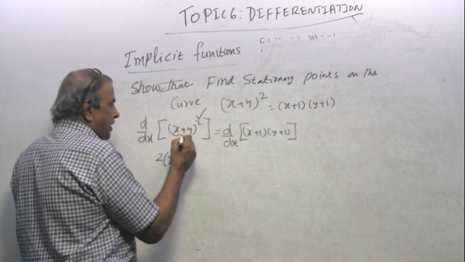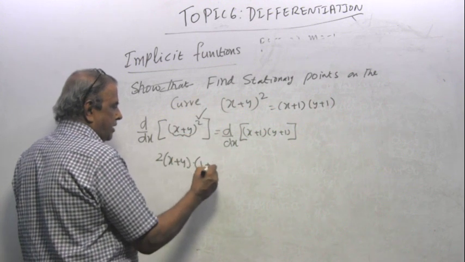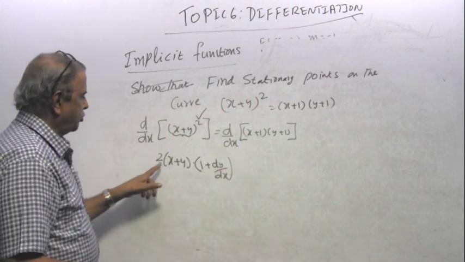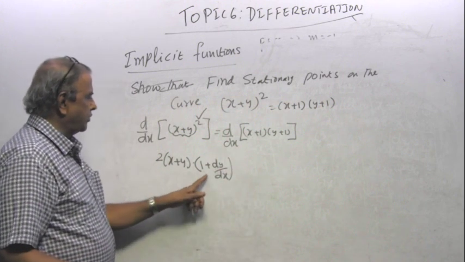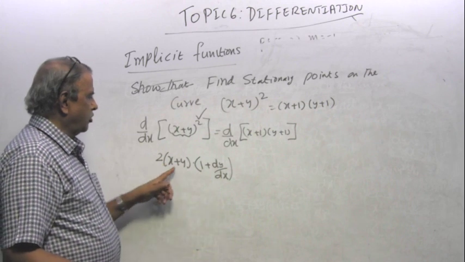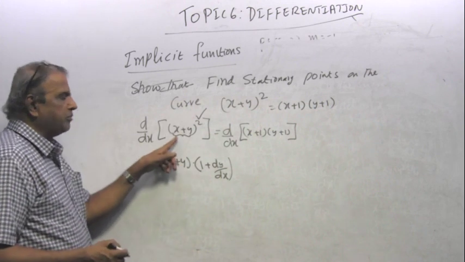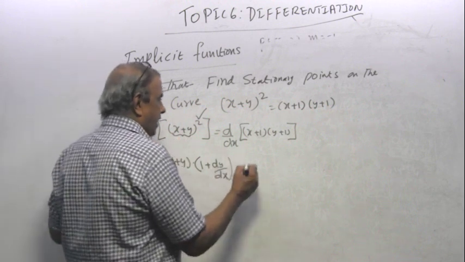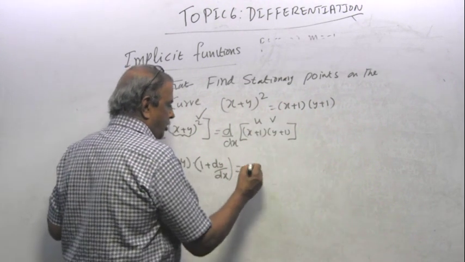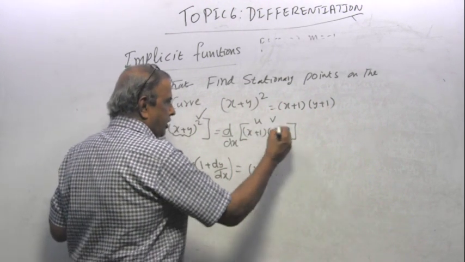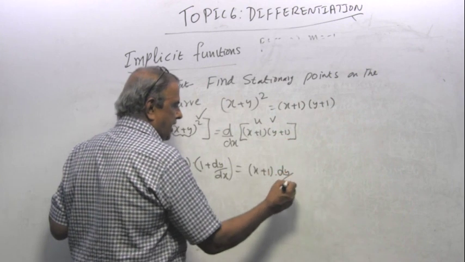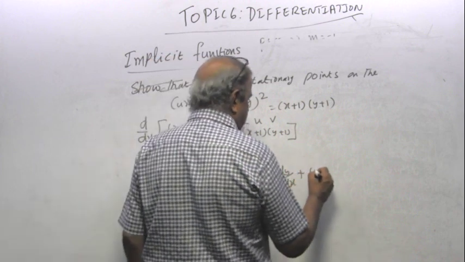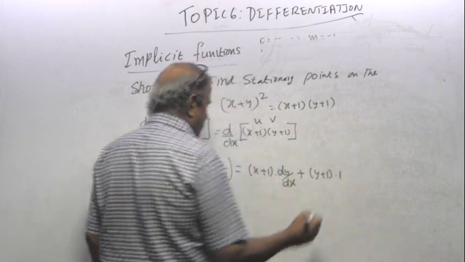And then differentiate inside. X gives you 1, y gives you dy by dx. I'll tell you, look, it's 2x plus 2x dy by dx plus y plus 2y dy by dx, which is the same thing you get when you expand and differentiate. I find this easier. Here, u and v. U is x plus 1. When you differentiate y plus 1, I get dy by dx. Plus, v is y plus 1. When you differentiate x plus 1, I get 1.